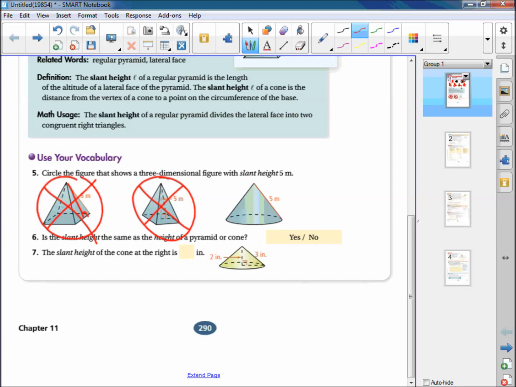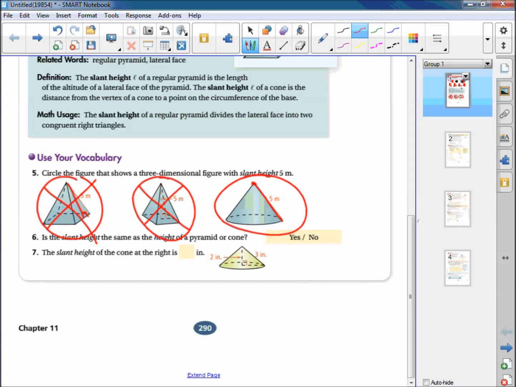You can think of the slant height for a pyramid as like those stairs you'd walk up through the middle of one of the sides of the pyramid. However, for this cone, we do have a slant height of 5. It starts at the vertex and goes to a point on the circumference of the circle at the bottom.